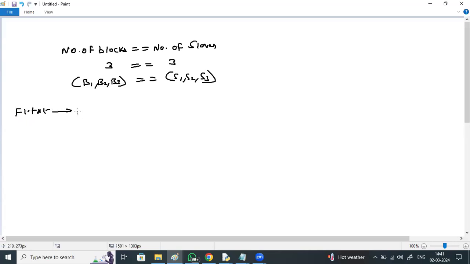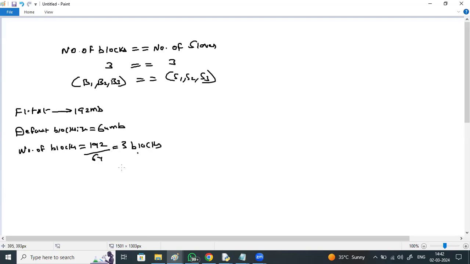F1.txt, think that you got 192 MB. The size is 192 MB. Assume that default block size is 64 MB. Into how many blocks? 192 by 64, 3 blocks, right? Yes. B1, B2, and B3. Assume that you have got some 30 lakh records in this, 10 lakh in this, 10 lakh in this, 10 lakhs in this.